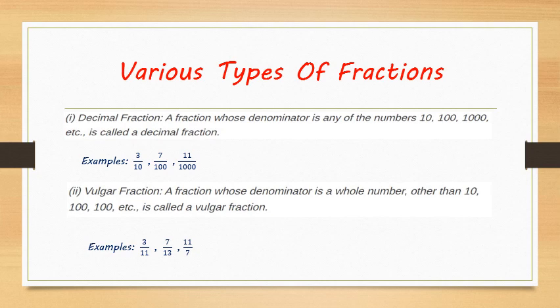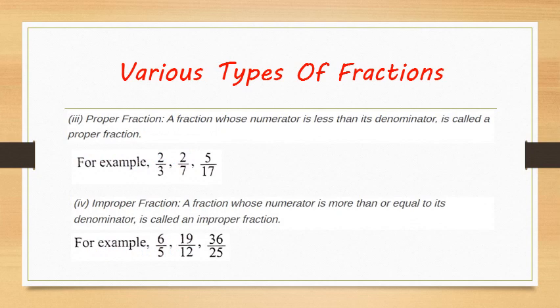Next is the vulgar fraction. A fraction whose denominator is a whole number other than 10, 100, 1000, etc. is called a vulgar fraction. Or we can say that fractions which are non-decimal fractions are said to be vulgar fractions.